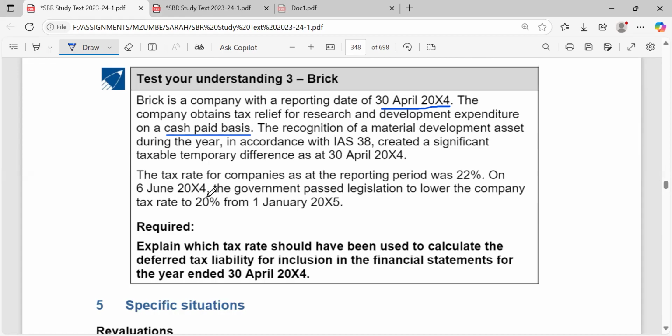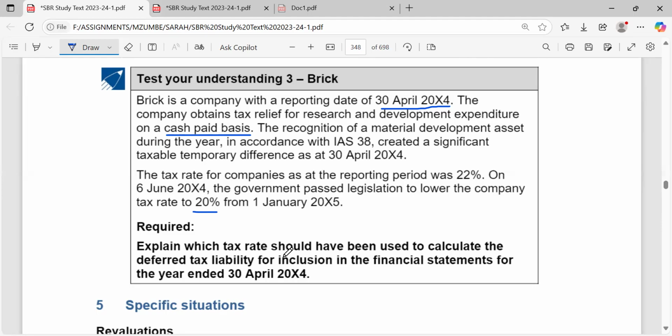Okay, the tax rate for companies at the reporting period was 22%. You see, this was the tax rate for what? For companies. By the end of the reporting period it was 22%. On 6th June 2024, now, beyond 30 April, right? The government passed legislation to lower the company tax rate to 20% from 1st January 20X5. You see now. Okay, what are we required to do? Explain what tax rate should have been used to calculate the deferred tax liability for inclusion.